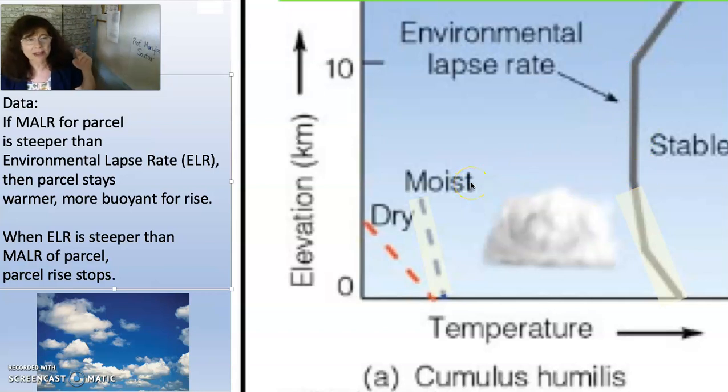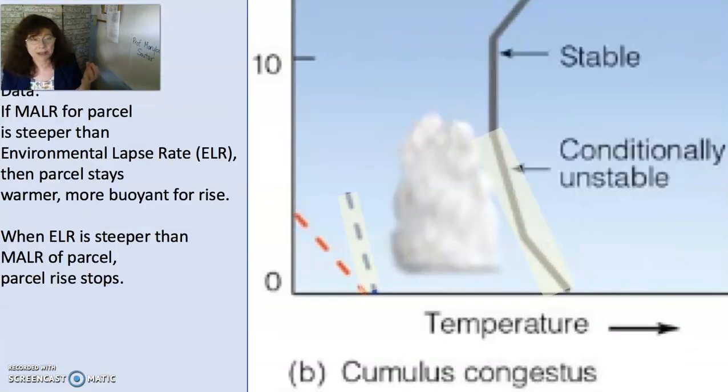Let me give you another representation that might make it a little bit easier. In this particular slide, same thing. We are looking at the moist adiabatic lapse rate and the steepness of the slope versus this environmental lapse rate and the steepness of that slope. I think you can see that the moist adiabatic lapse rate is steeper. That means that the cloud is going to stay warmer than the environment. That means that the cloud will continue to rise.